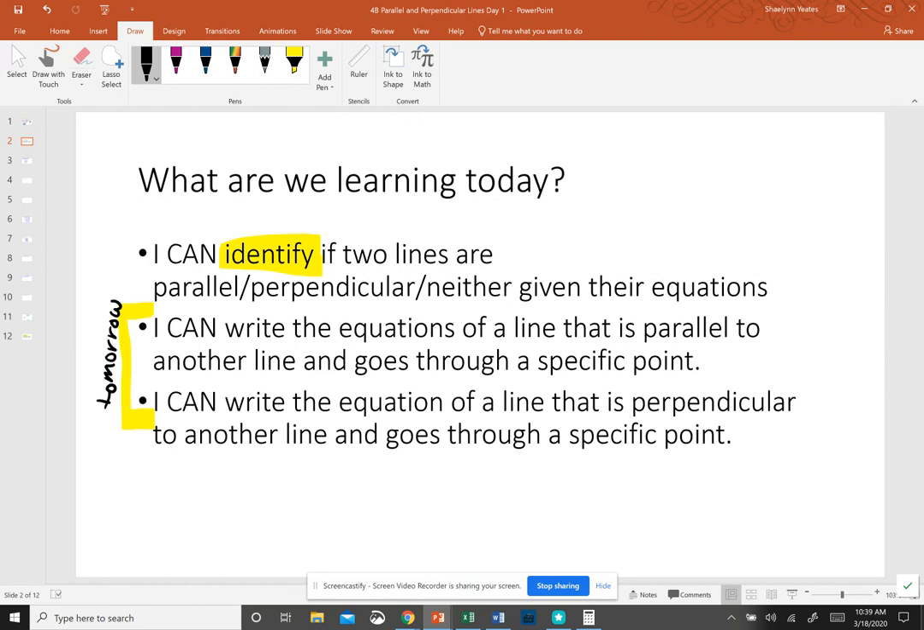I can write an equation of a line that is parallel through another line that goes through a specific point, or I can write an equation of a line that is perpendicular to another line that goes through a specific point. And we're going to learn how to do those.